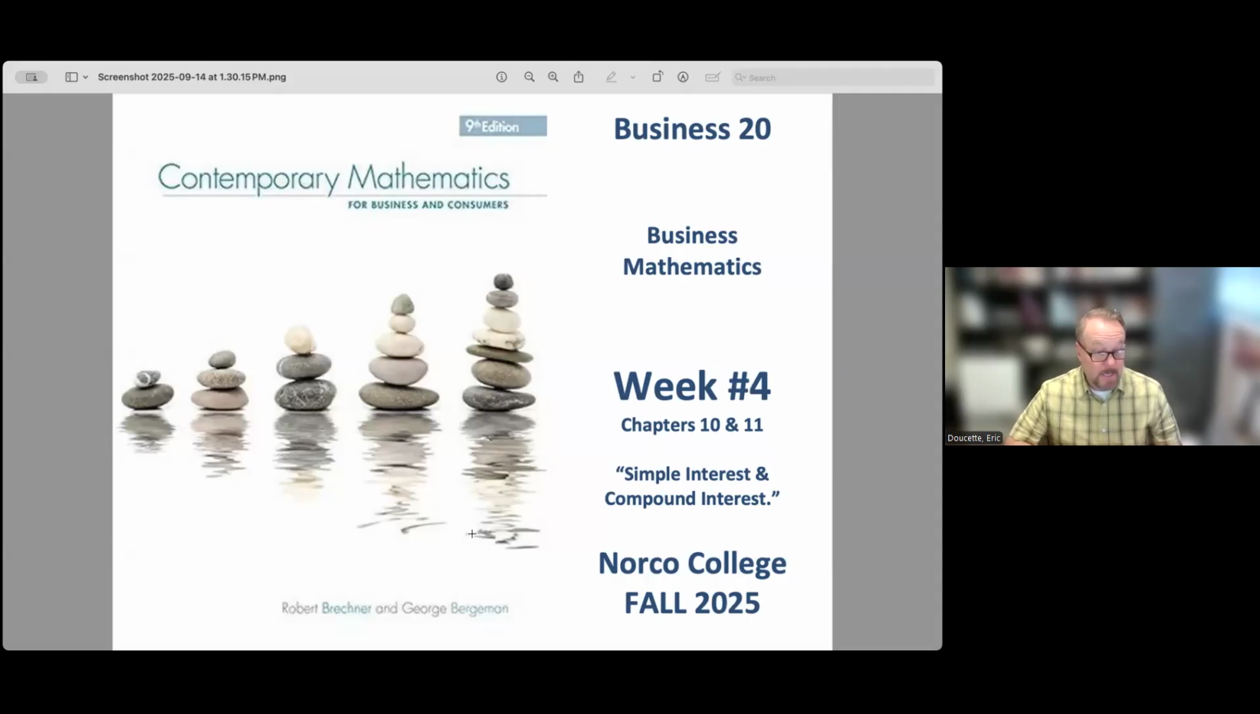And this week we're going to be looking at, I think, the most exciting chapters of all, and that is chapter 10 on simple interest. So obviously we want to see what our money will make if we invest it, and then chapter 11 on compound interest, which is really powerful when you consider that you can get interest on your interest. That's what we call compound interest because it's compounding. And so we'll be working on problems for both of these chapters.